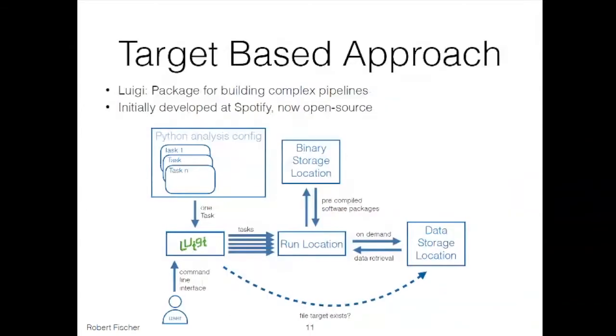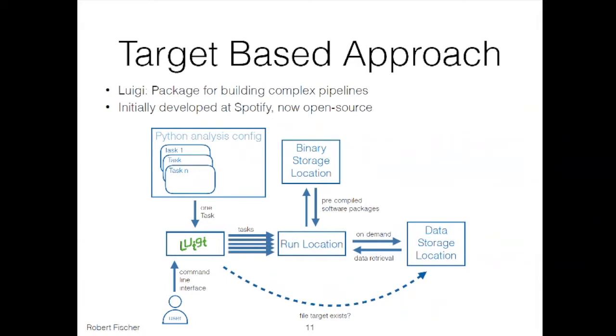So now let's take a look at the target-based approach. The idea is similar, but now we use the Luigi pipelining toolkit, which was first developed by Spotify and now is a community-driven open source tool. And we adapted it so that it can work with the HEP infrastructure. And the main difference is that here, if you want to run something, every time there's a check whether the necessary input file is already available.